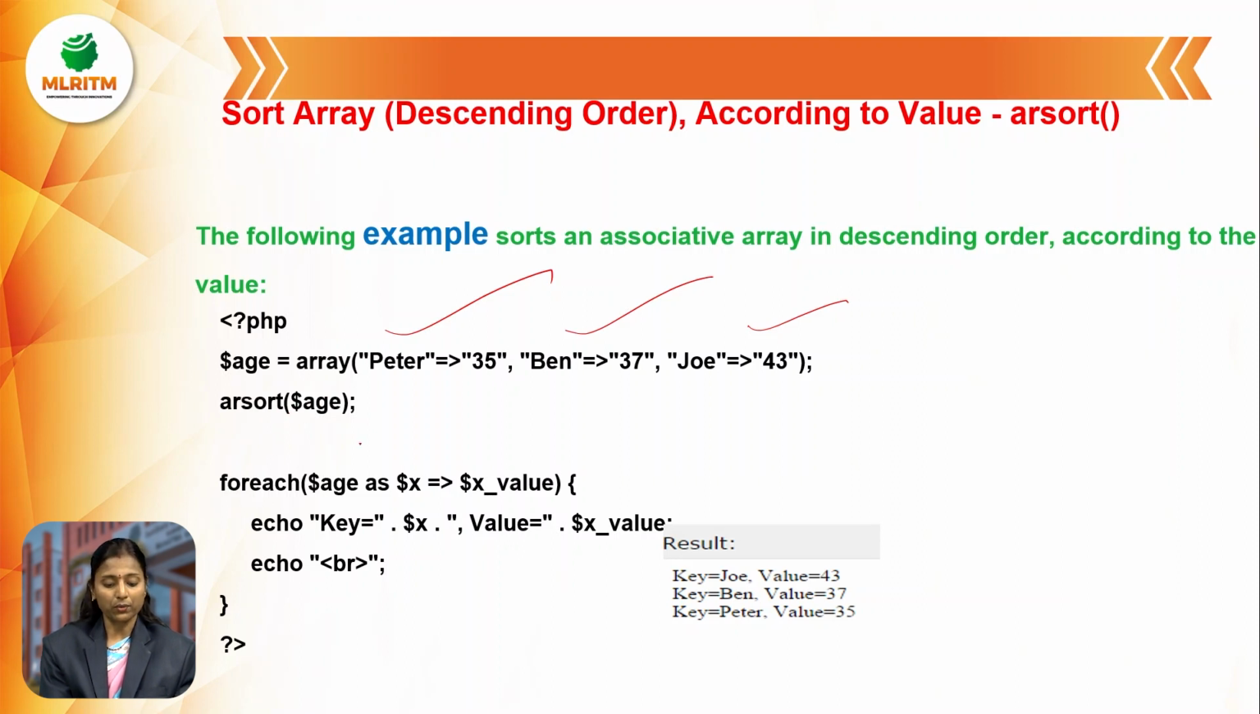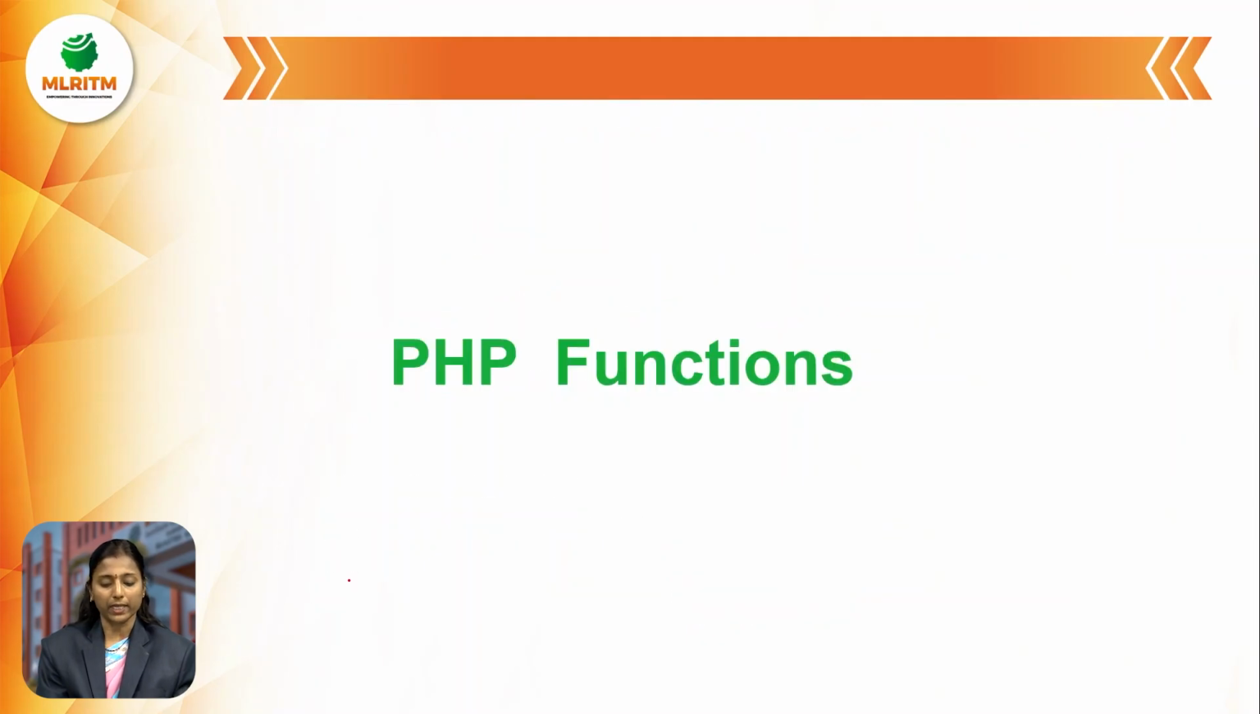Okay, associative array. The next, foreach ($age as $x => $value), echo key $x value. Here the key will be based upon Ben. The first one is Joe, the second one is Ben, and the third one is Peter. In this format the descending order will be printed.